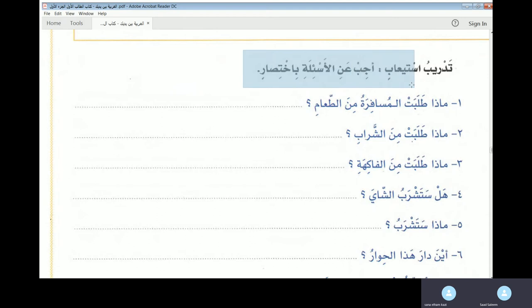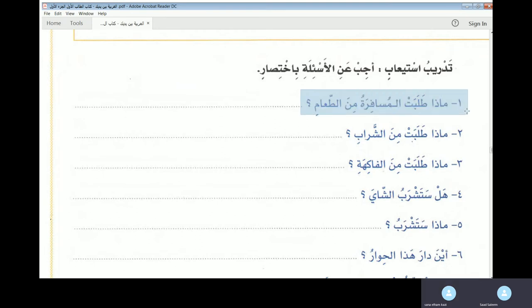Tadribus istiab. Tadrib means exercise. Istiab means to put new ideas in your mind. Tadribus istiab, exercise to put new ideas in your mind. Ajib anil asalati bikhtisar. Answer the following questions in short. Bikhtisar means short. In short. Okay.